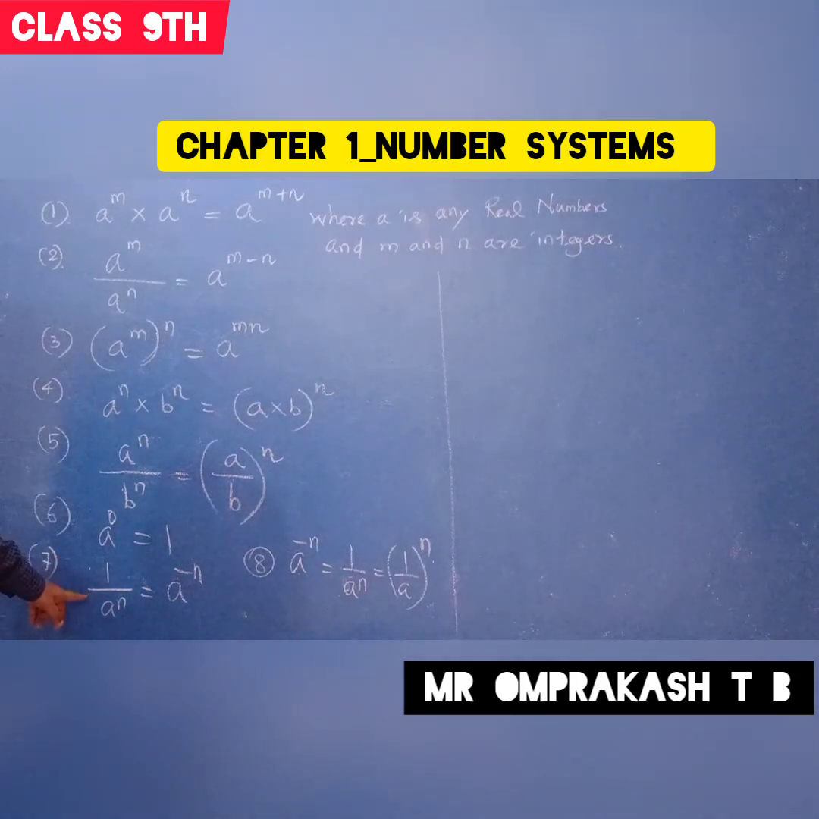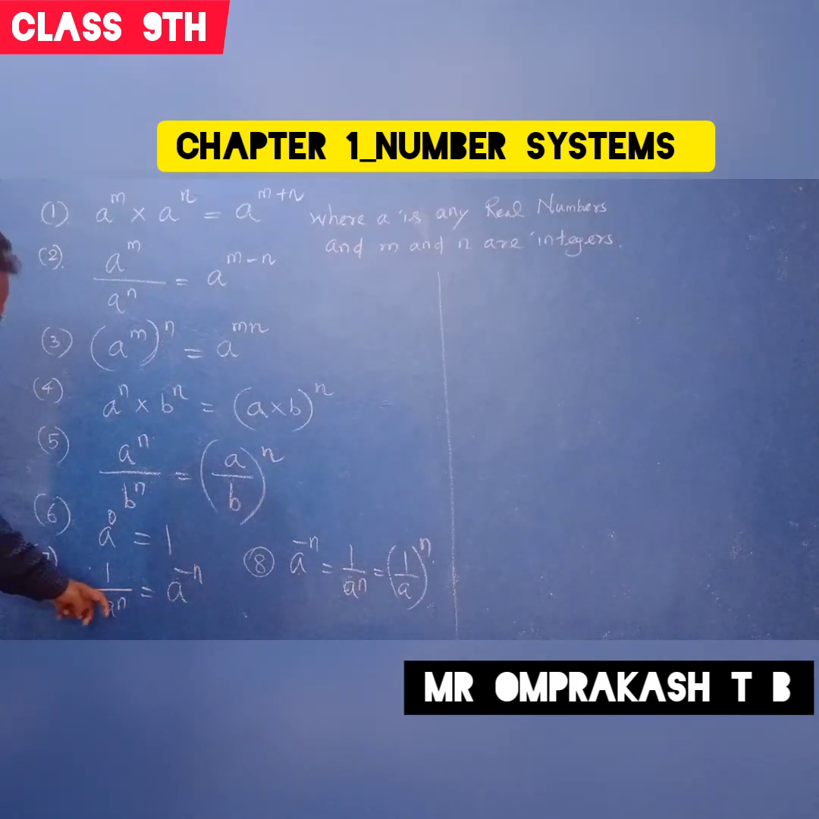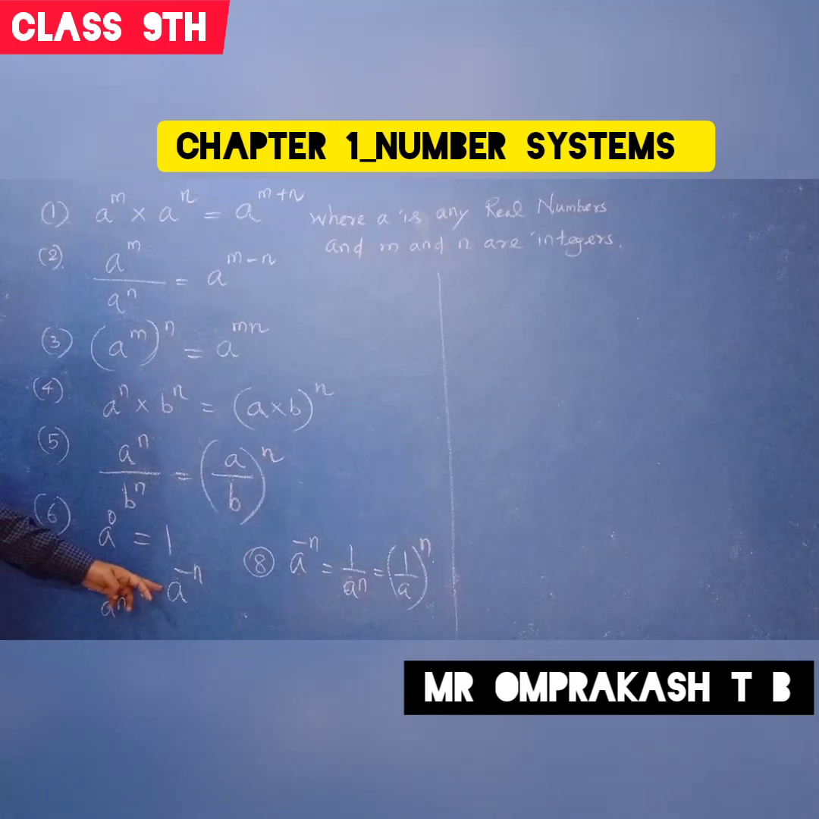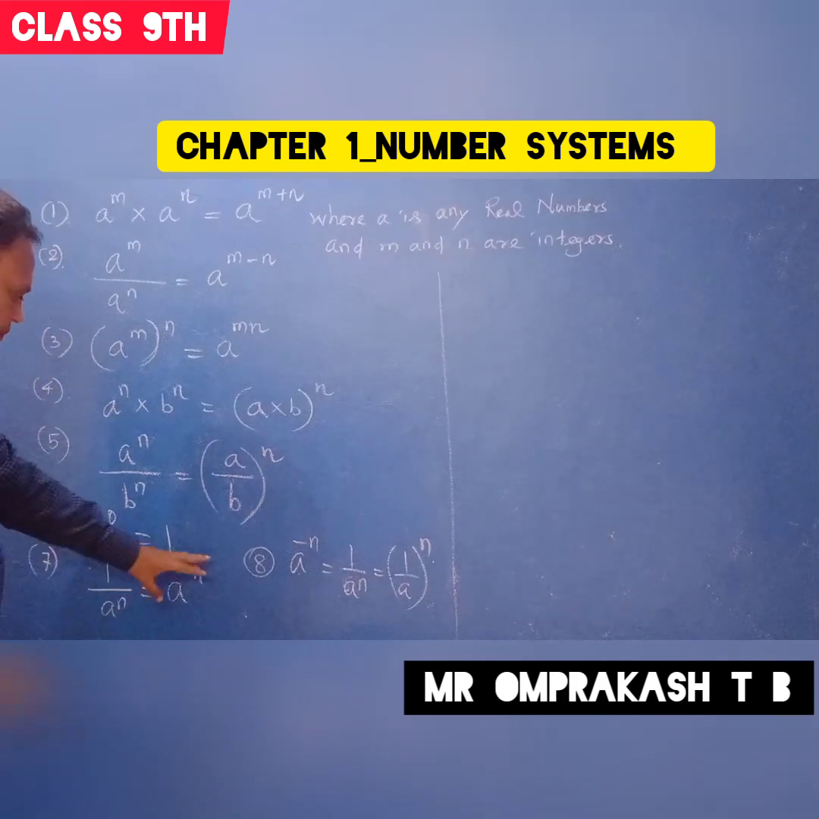Then 1 by a power n can be written as a power minus n. When you bring a power n to the numerator, you have to change the sign. Clear? You have to change the sign, because you are applying the quotient rule only. 1 can be written as a power 0. So the base is the same, and the powers are subtracted: a power 0 minus n is a power minus n. This is the quotient rule you are applying here.